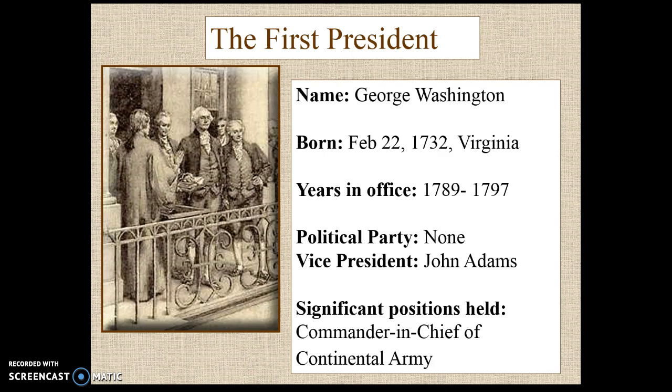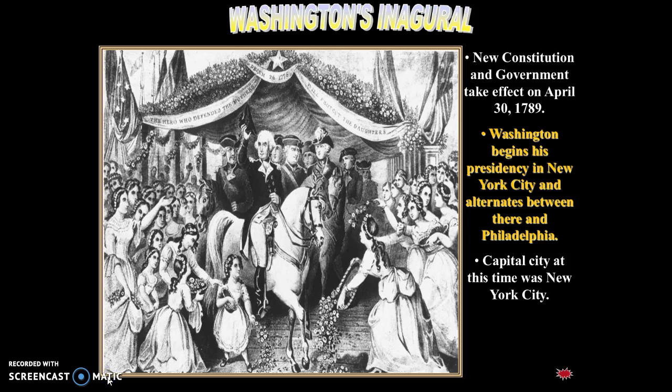He was our former commander-in-chief of the Continental Army, and he was also president of the Continental Congress as they were drafting the Constitution. So on April 30th, 1789, our new government and our new Constitution take effect. Washington begins his presidency in New York City and alternates between there and Philadelphia. So the Continental Congress and the Congress of the United States is kind of meeting in Philadelphia at first, but our capital city is going to be New York City at first, which is why if you went to Lower Manhattan today, you'll see a big statue of Washington from where he gave his inaugural address. Washington, D.C. is not even created until a few years later.